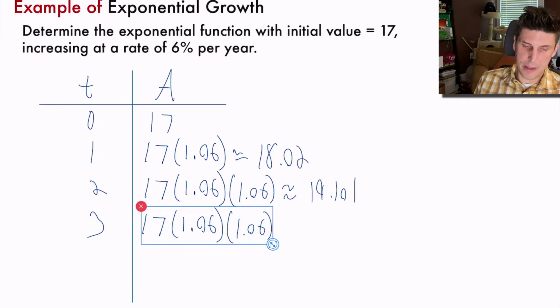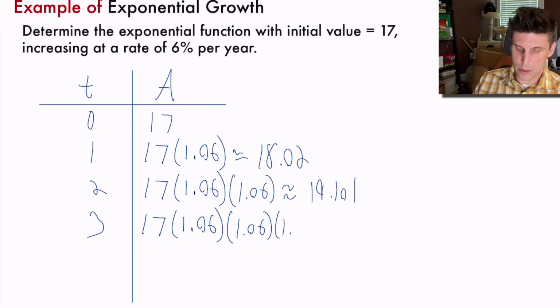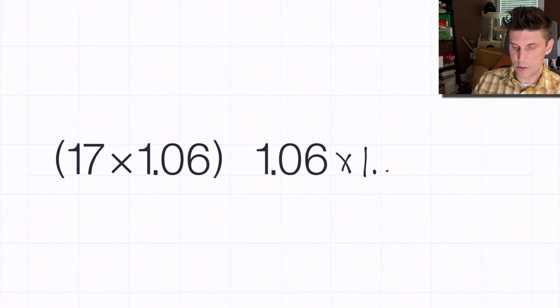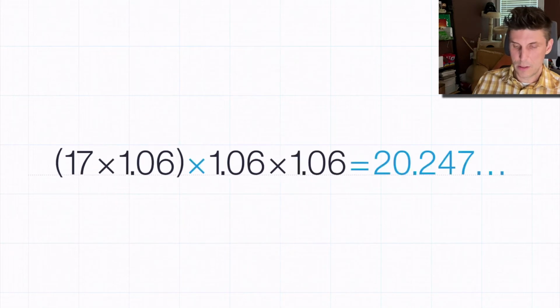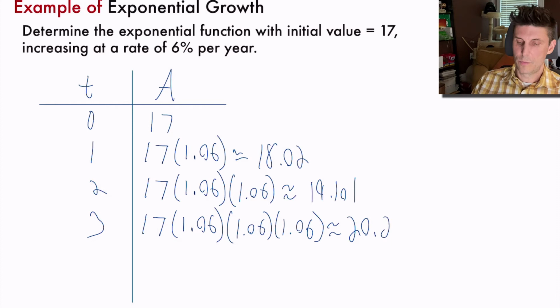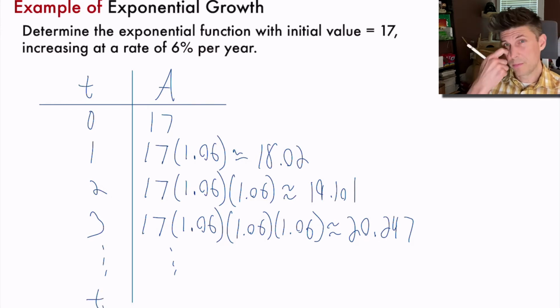And then let's multiply that by yet another 1.06, which gives us 20.247. Okay. And so on and so forth up to t years. So what's it going to give us? Maybe pause the video for a second, see if you can come up with a formula that would do that.